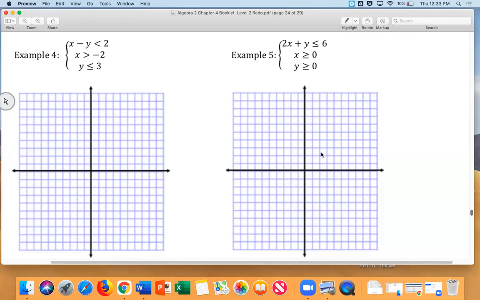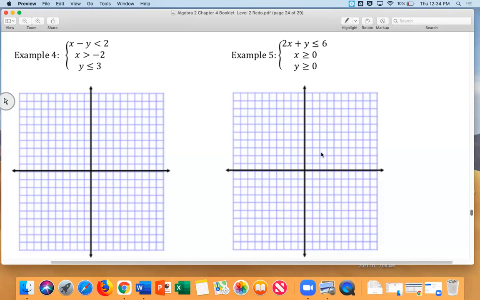So what I would probably do for this one is, x is greater than -2, right? So that means you're over here somewhere. And then you have y is less than 3. That means you're going to be down here somewhere, right? So see how I'm either in that little triangle or outside of it.